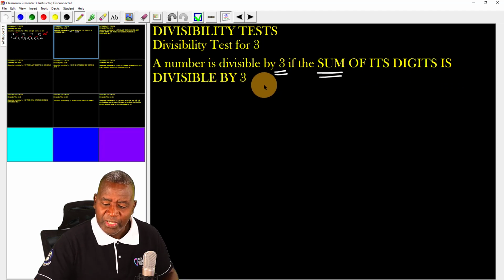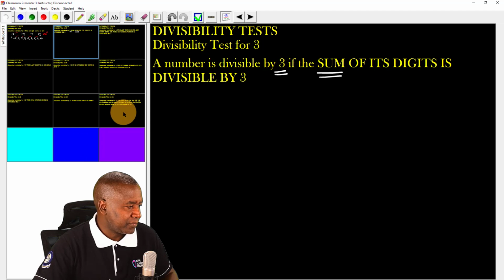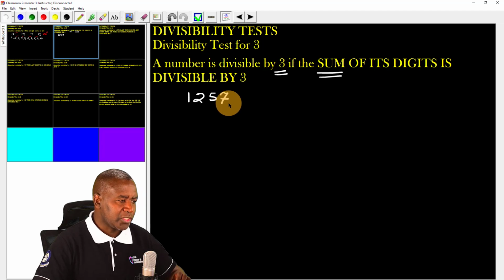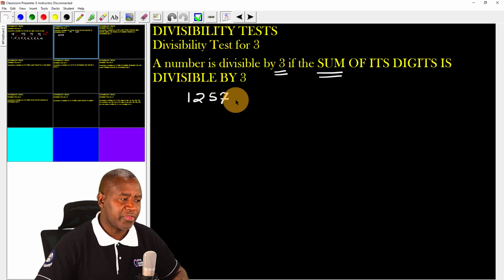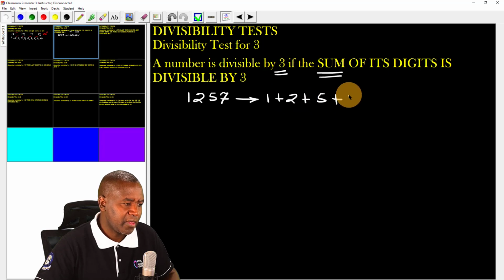For example, let's look at an example from our textbook. We are given a number such as 1257. We want to know if this number is divisible by 3. So we are going to get the sum of its digits. What are the digits? 1, 2, 5, and 7. Let's see. This gives us 15.